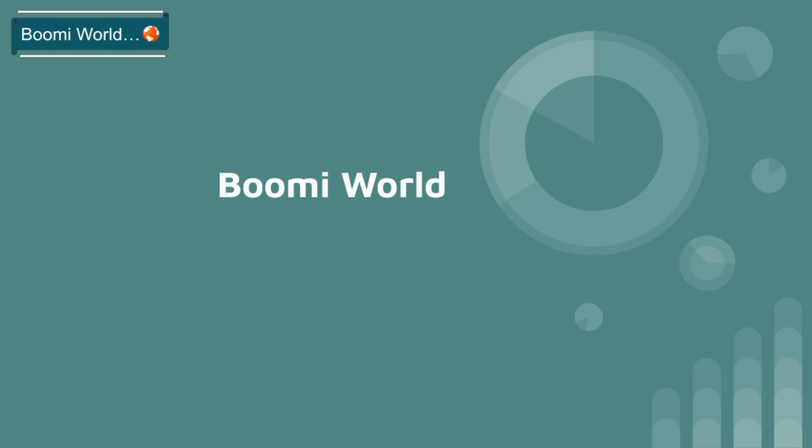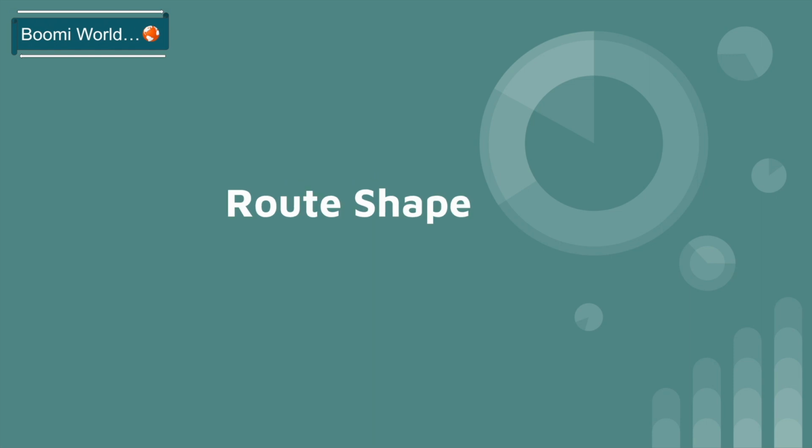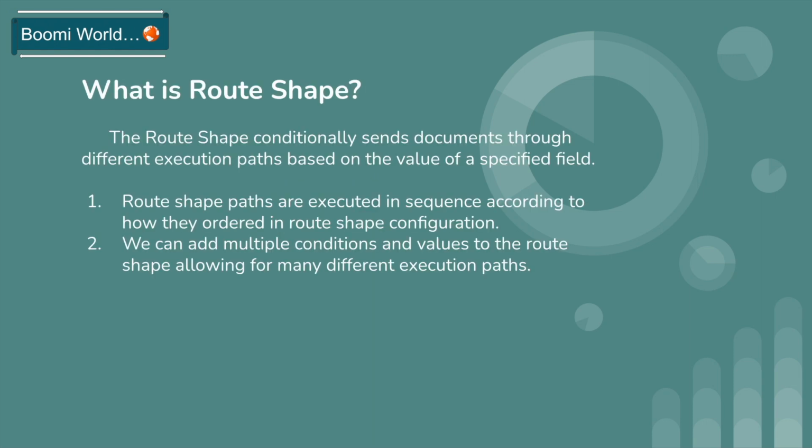So in this video, I'm going to discuss what is Routeshape and how to configure Routeshape on Boomi. So what is Routeshape? The Routeshape conditionally sends documents through different execution paths based on the value of a specified field. Routeshape paths are executed sequentially according to how they are ordered in the Routeshape configuration. We can add multiple conditions and values to the Routeshape, allowing for many different execution paths.